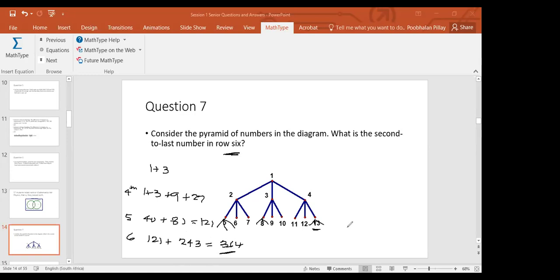So what does the 364 represent? It represents the last number in the sixth row. First, second, third, fourth, fifth, sixth. The very last number in the sixth row is 364. But the question is, what is the second to last number in row 6? It would have been the one just before that. 364 is the last number. So the second to last will be 363. And that's the answer to question 7.